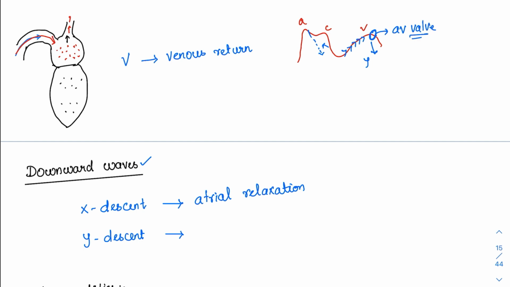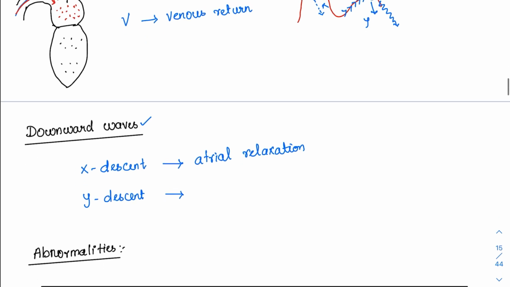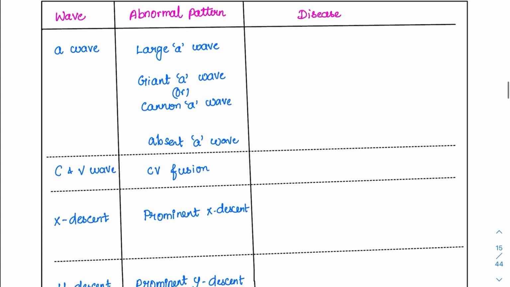Whenever the valve opens, the blood is going to go into the ventricle. So what will happen to the pressure in the right atrium? The pressure is going to drop, and finally there is the descent. So this Y descent is nothing but the atrial emptying. The atria is getting empty. So these are the classical waves. Now more than the classical waves, we should know their abnormalities. Various abnormalities are seen. Let's discuss them one by one. What is the abnormality that can be seen in an A wave?